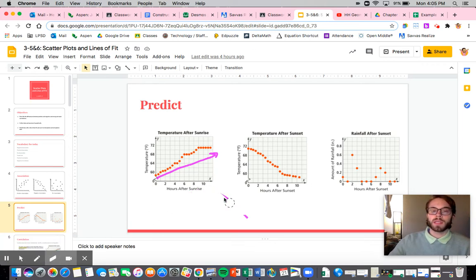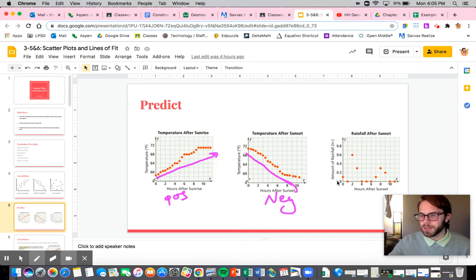Similarly, with the second one, the temperature after sunset, you can almost see it's like a continuation, right? Now we're going down. Now it's a negative association. So before it was a positive, now it's a negative association. And you could predict that as the hours increase based on this graph, you predict it to keep getting cooler. Obviously, that only is valid to a certain point, but we're just saying that based on what we've seen. And then finally, at the end here, we have our no association, right?